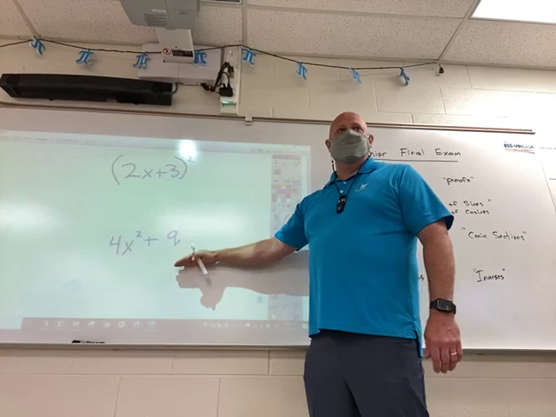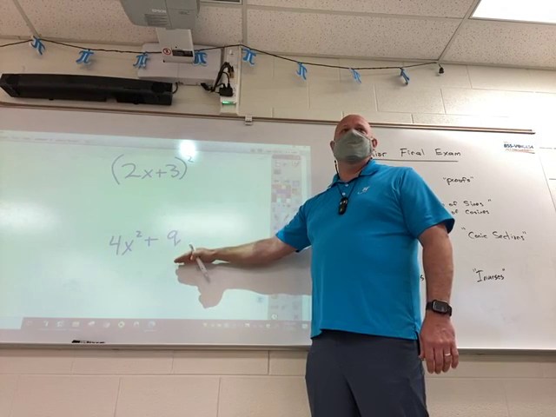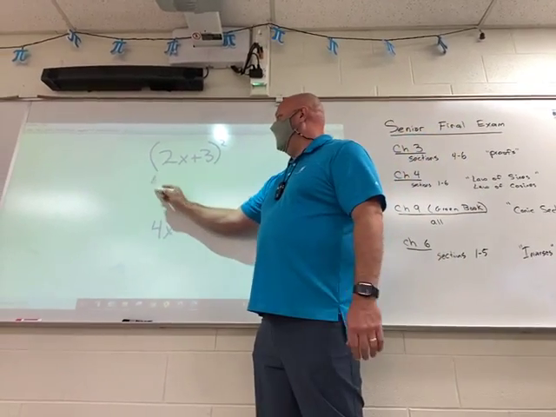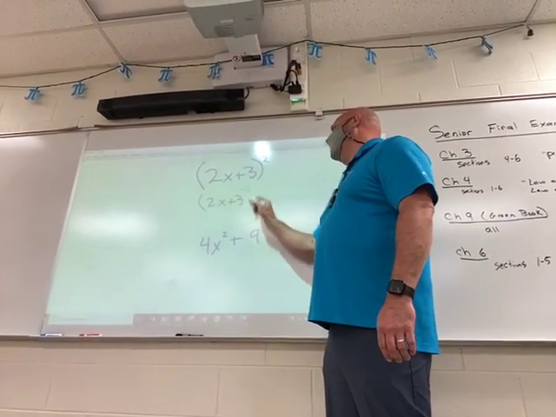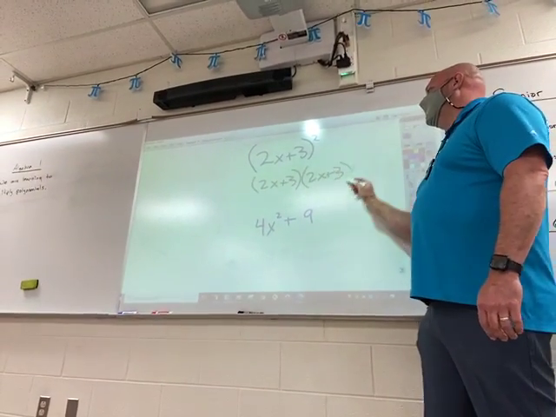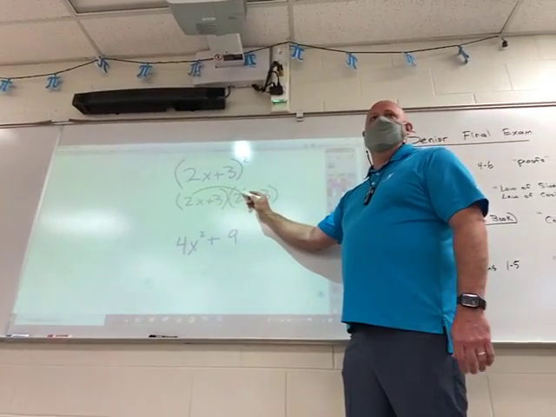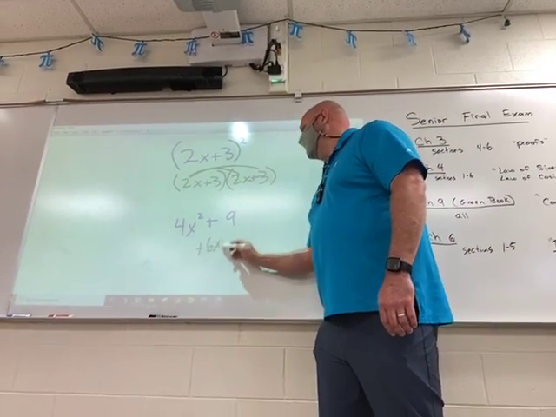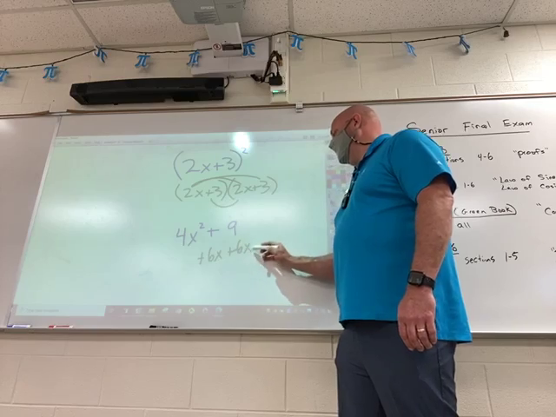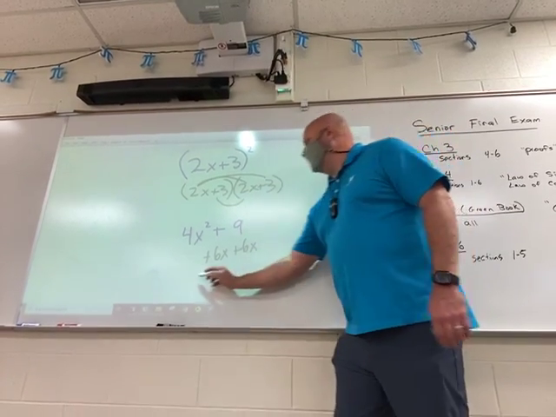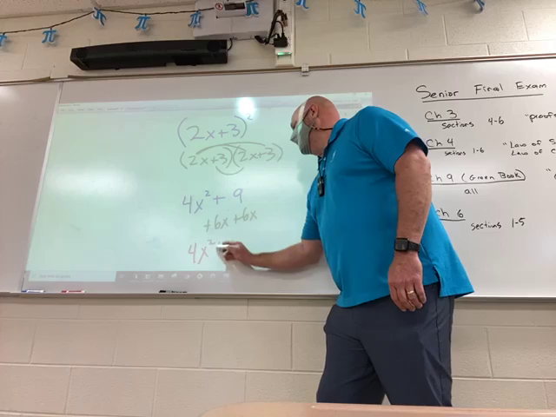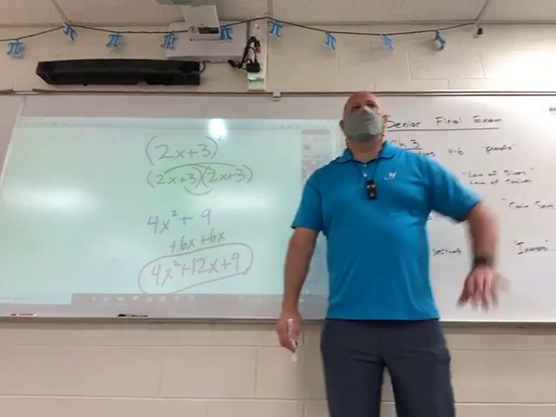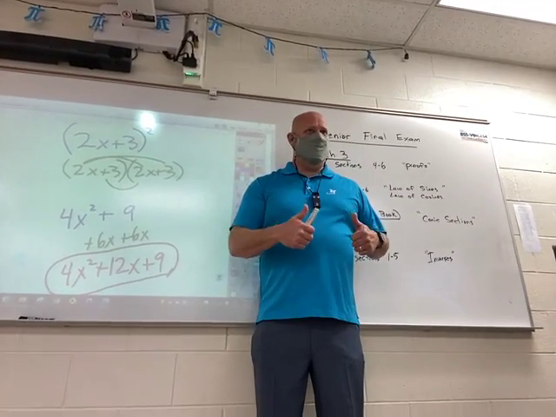What's missing out of this? How is this wrong? The middle term is missing. So what you really have to remember to do is 2x plus 3 times 2x plus 3, which, yes, there is going to be a 4x squared and there is going to be a 9, but you're missing the 6x and the 6x. The correct answer would be 4x squared plus 12x plus 9. Please don't kill puppies. Are we good?